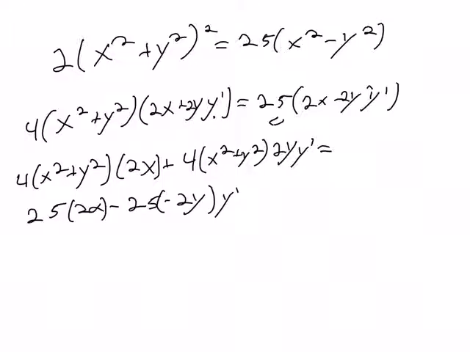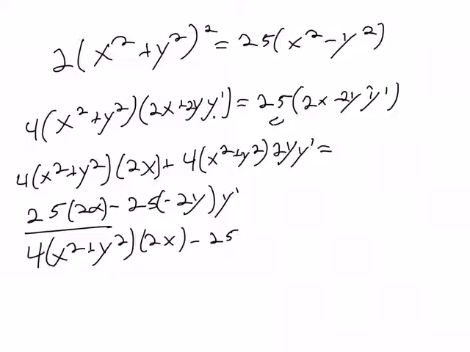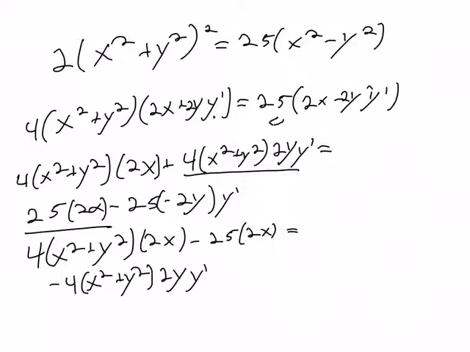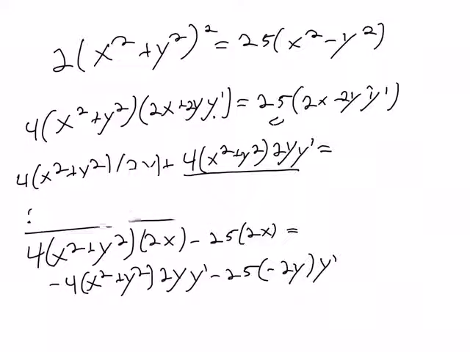So now I get that 4 times x squared plus y squared times 2x, minus this, minus 25 times 2x is equal to minus this, so minus 4 times x squared plus y squared times 2y y prime, and then minus that, which is minus 25 times negative 2y y prime. So now let's erase all this.